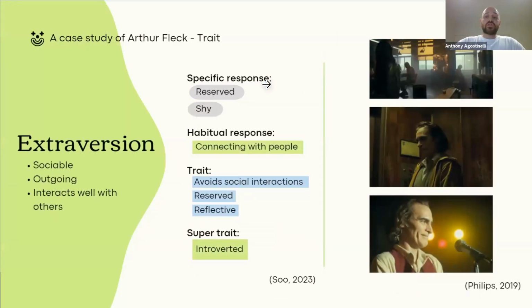Individuals who register high scores in extroversion generally exhibit sociable, outgoing tendencies and foster positive interactions with others. Arthur manifests as reserved and shy, a distinctive response that habitually surfaces in his interactions with others. For example, in his engagement with his neighbour Sophie, his reserved stance with work colleagues, and his palpable fear and shyness on stage. Given his tendency to avoid social interactions and his reserved and reflective nature, Arthur leans towards an introverted personality.